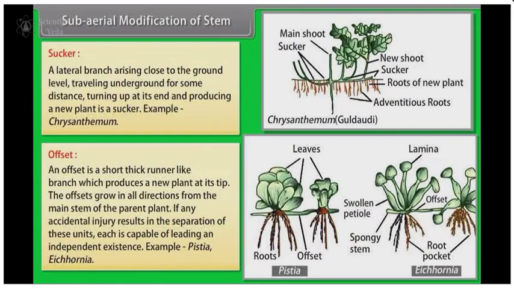The offsets grow in all directions from the main stem of the parent plant. If any accidental injury results in the separation of these units, each is capable of leading an independent existence. Example: Pistia, Eichhornia.